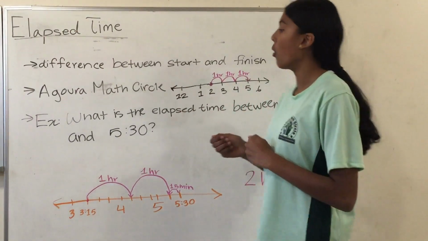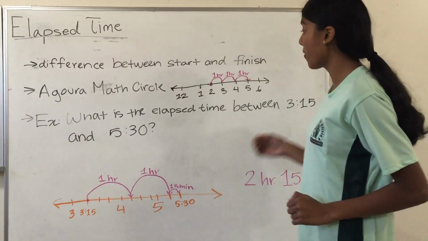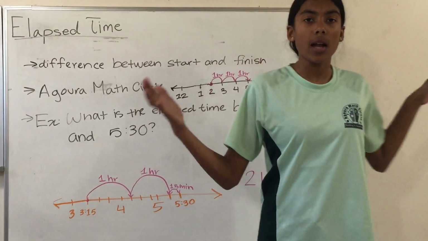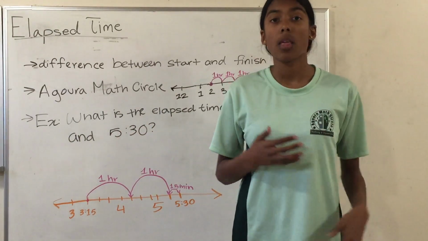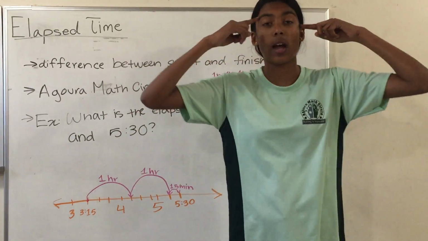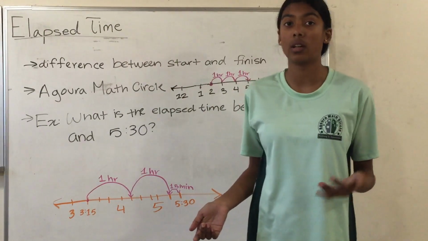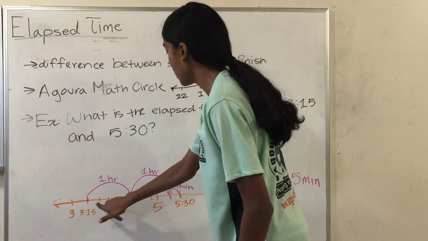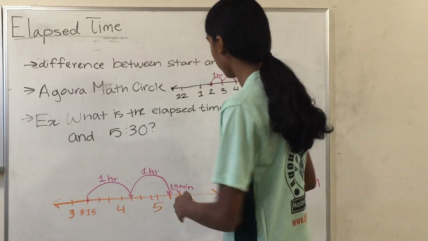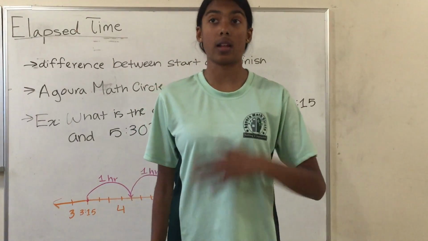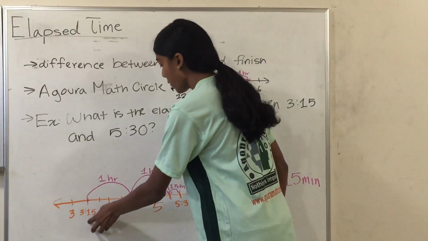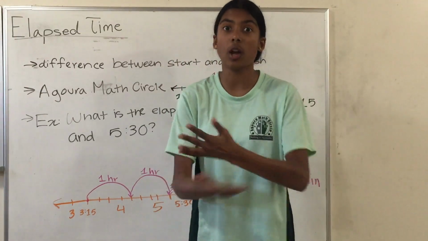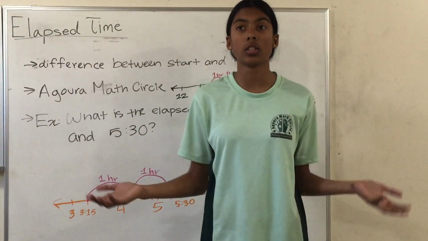Let's try another example. What is the elapsed time between 3:15 and 5:30? So once again, I've drawn a number line. A number line is one of the easiest ways to find elapsed time. And over time, you can imagine that number line in your head and you don't need to draw it out. So we have 3:15 here, and each of these lines represent the 15-minute blocks within an hour. So 3:15 is here and 5:30 is here. Let's also use another method called chunking, where we try to find the largest chunks.